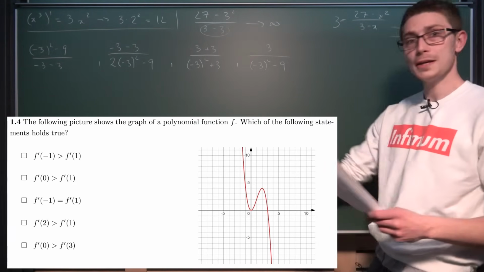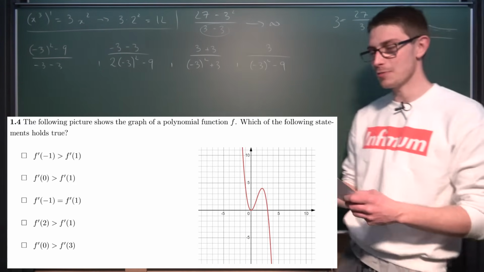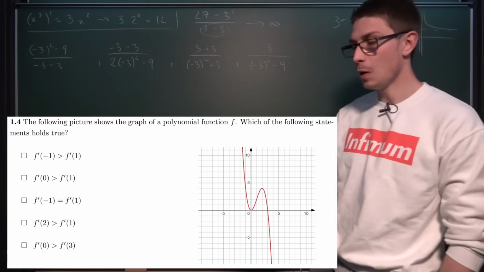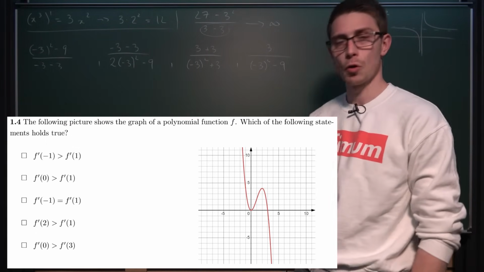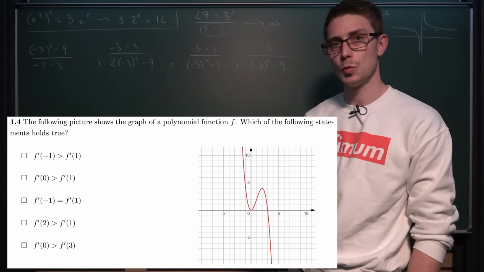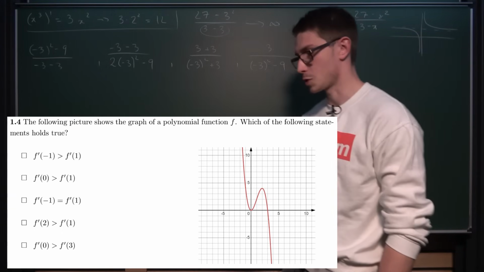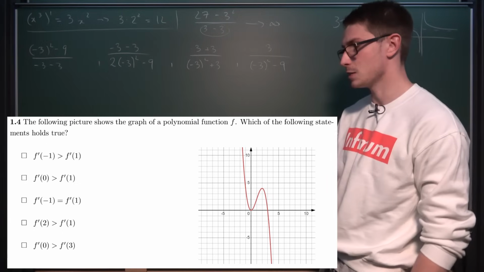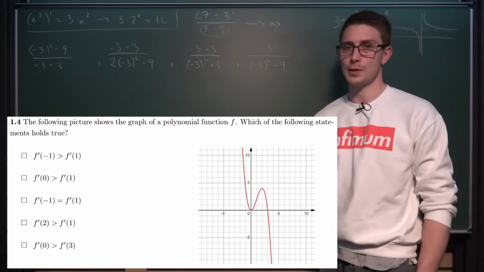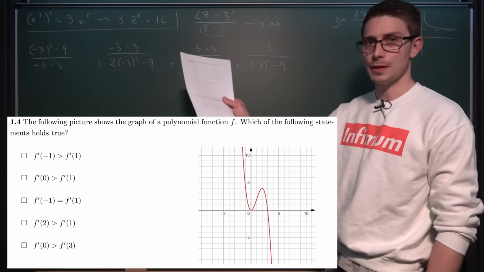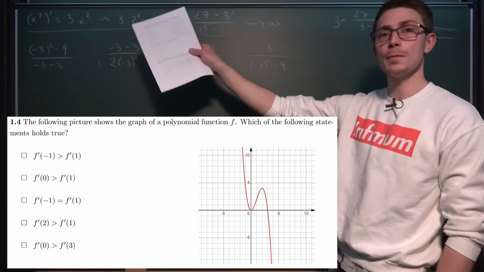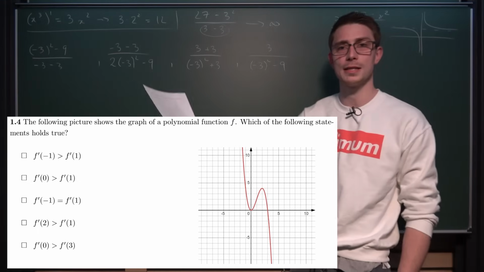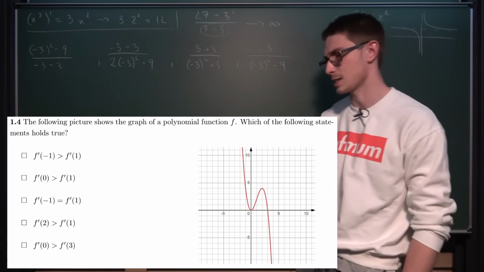Now, the following picture shows the graph of a polynomial function f. Which of the following statements holds true? Now, we have basically just an order relation between derivatives, and the derivative here is once again corresponding to the slope. Now, let us just take a look at the graph. The derivative f at negative 1 is greater than the derivative at 1. Now, the derivative f at negative 1 is going to be negative, because obviously the graph of the function is decreasing, and at 1 it's increasing. It's going to be positive, so this doesn't hold.